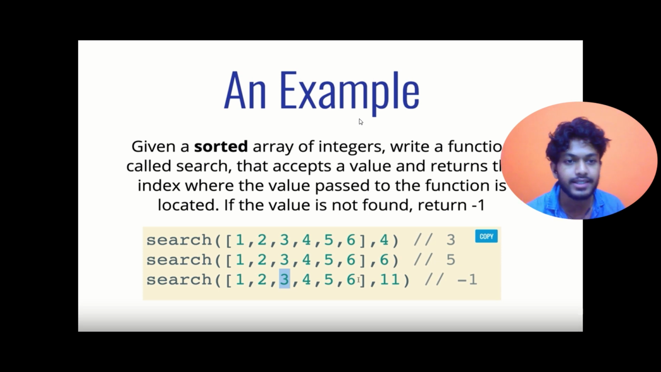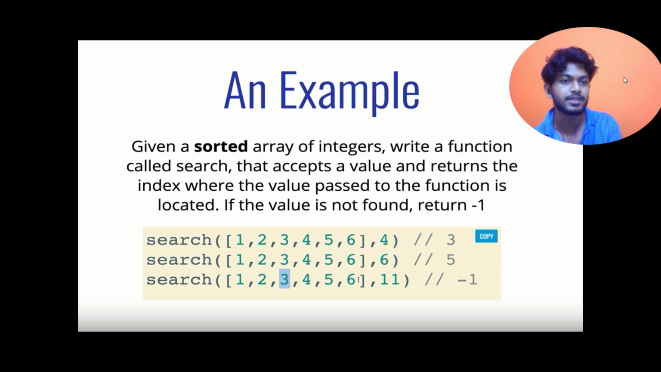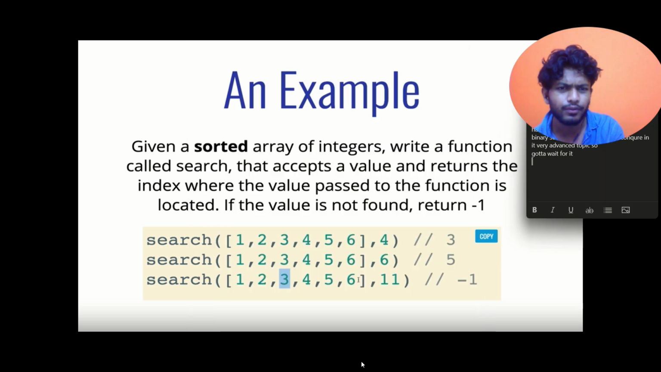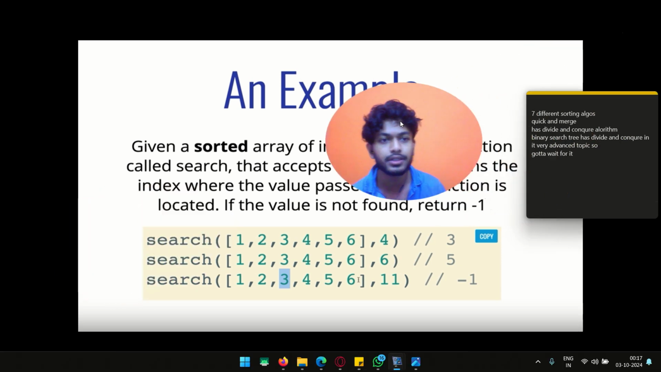Anyway, so an example: given a sorted array. By the way, all these searches work on sorted arrays. And moving further, let me tell you something. We have 7 different sorting algorithms. Quick sort and merge sort basically use the divide and conquer algorithm. I don't know if it's 7 or 6, but let's say 7 for a safe number.